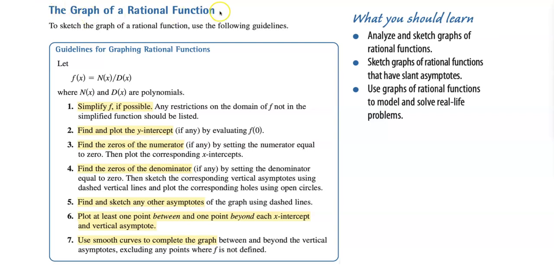2.7, the graph of a rational function. What you should learn: analyze and sketch graphs of rational functions, sketch graphs of rational functions that have slant asymptotes, and use graphs of rational functions to solve real-life problems.